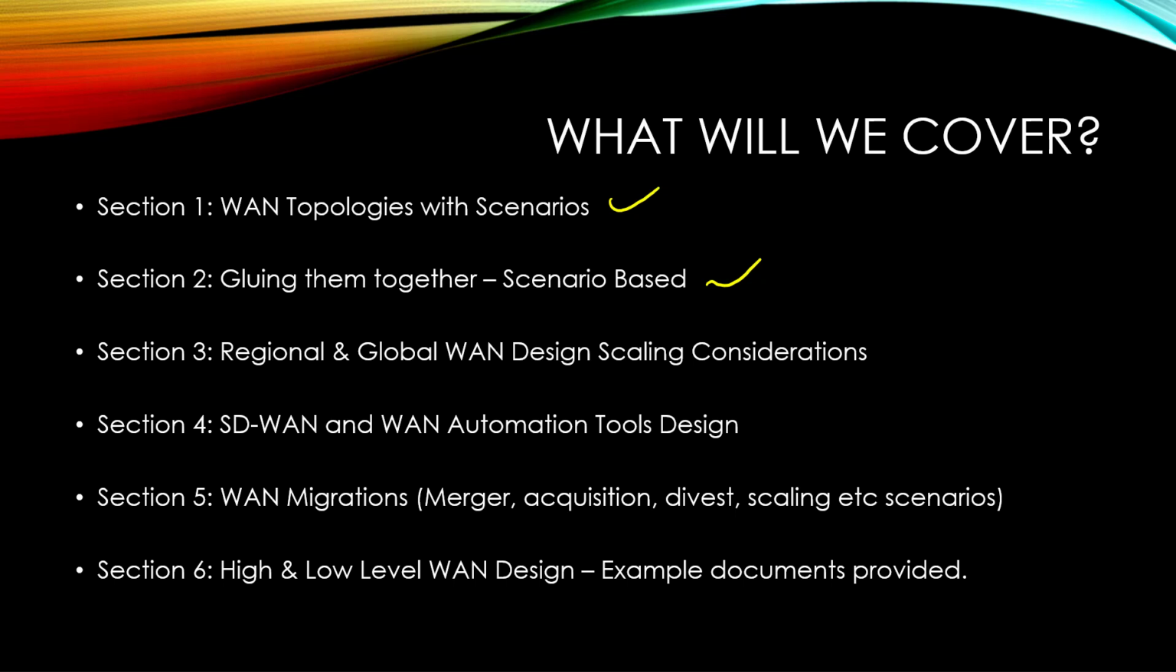In section 3, we will explore regional WAN designs and in particular in relation to scaling considerations, before moving on to section 4, where we will talk about different SD-WAN designs, solutions, and where automation fits into the overall WAN design puzzle. Section 5 focuses on WAN migrations, as these can be extremely complex or very simple depending on the scenario. We will also provide in section 6 high and low level design templates which students can use on their own projects once the course is complete.